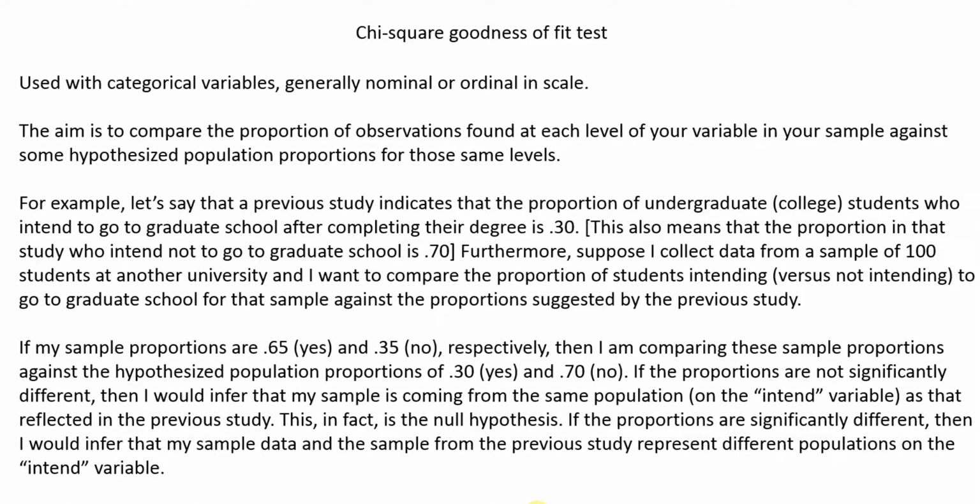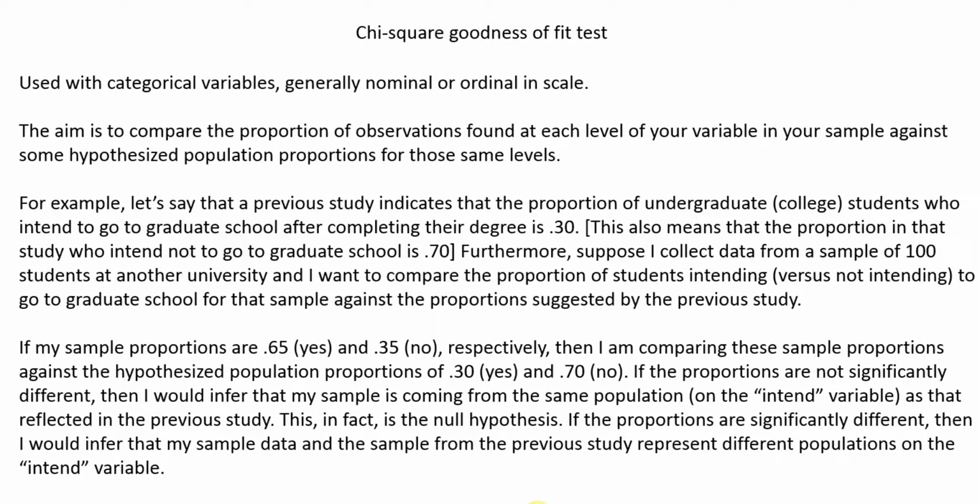For example, let's say that a previous study indicates that the proportion of undergraduate college students who intend to go to graduate school after completing their degree is 0.3, meaning essentially that 30% of the students in that sample were intending to go to graduate school. This also means that the proportion in that study who intended not to go is 0.7. So furthermore, let's suppose I collect data from a sample of 100 students at another university, and I want to compare the proportion of students intending versus not intending to go to graduate school for that sample against the proportions suggested by the previous study.